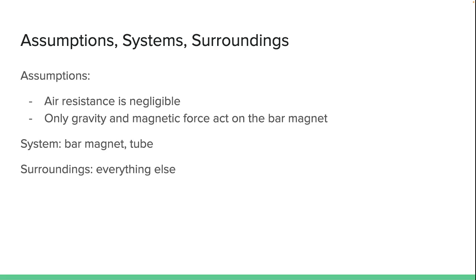The main assumptions are air resistance is negligible and only gravity and magnetic force act on the bar magnet, and the system was the bar magnet and tube, and the surroundings were everything else.